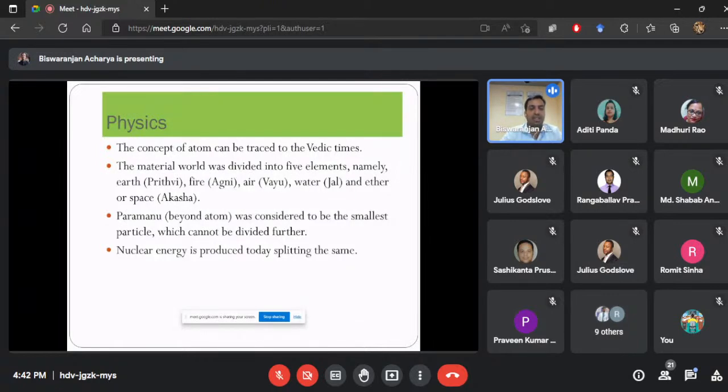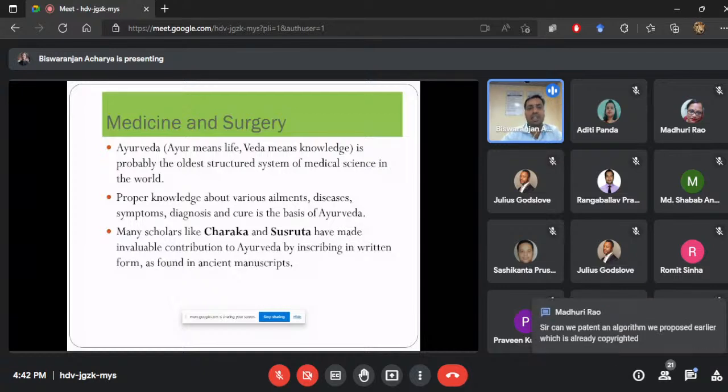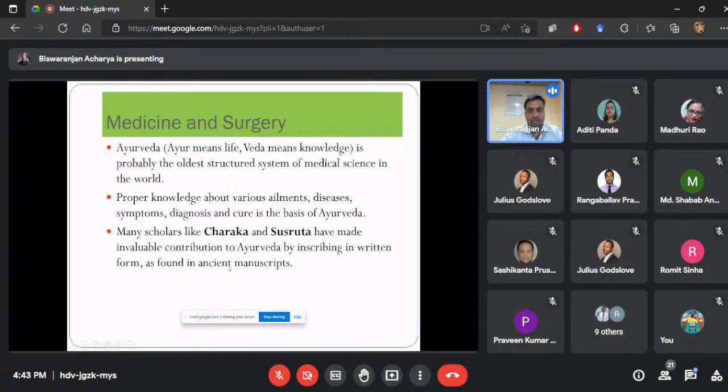Medicine and surgery, Ayurveda. Life knowledge, actually. Ayurveda is probably the oldest structured system of medical science in the world. Proper knowledge about eliminating disease, diagnosis and care is the basis of Ayurveda. Many scholars, Charaka and Sushruta, have made invaluable contributions to Ayurveda.